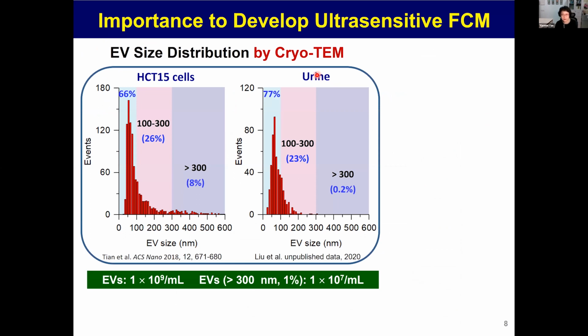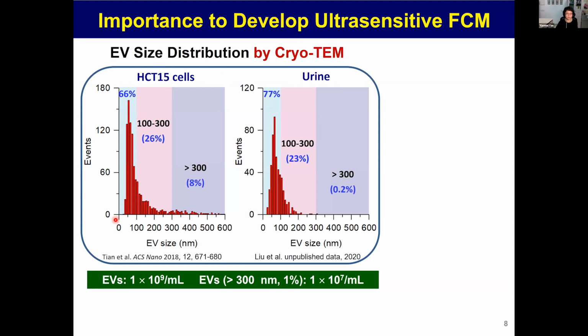Okay, as I just mentioned, there are only several highly sensitive flow cytometers that can detect EVs of 300 to 600 nanometer size range. But what about the true size of EVs? So we use the cryo-TEM, the most accurate method. We measured the EV size distribution for EVs isolated from human colorectal cancer cell line, HCT15, from the cell culture medium, and also from a urine sample.